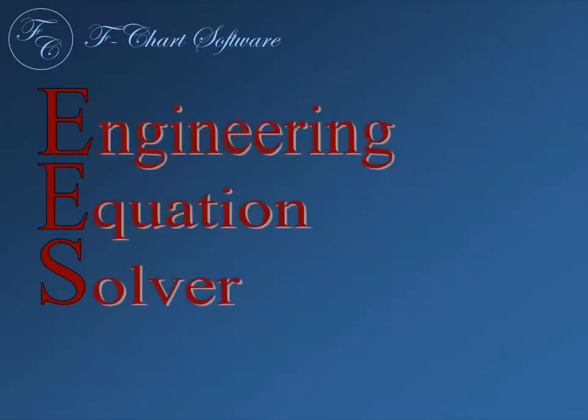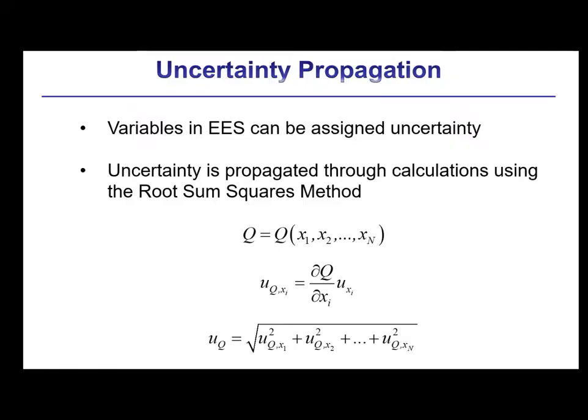EES, which is pronounced EASE, is an acronym for Engineering Equation Solver. EASE is an engineering tool, and therefore the variables in EASE typically represent physical quantities, often measured quantities. In the previous videos in this section, we saw that EASE variables that represent measured quantities can be assigned uncertainty, and then this uncertainty can be propagated in order to determine the uncertainty in other calculated variables.